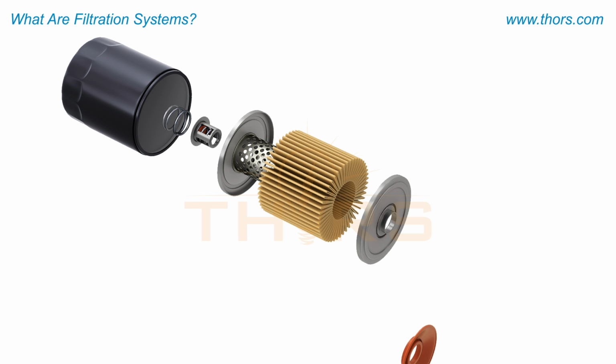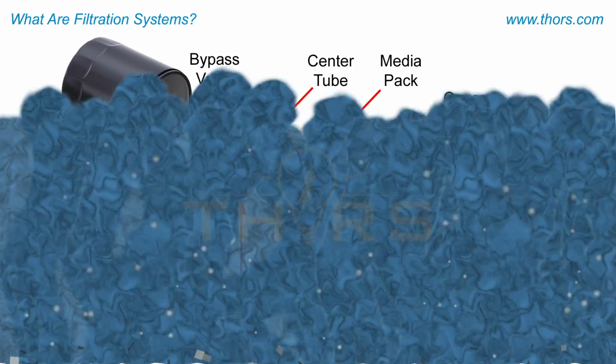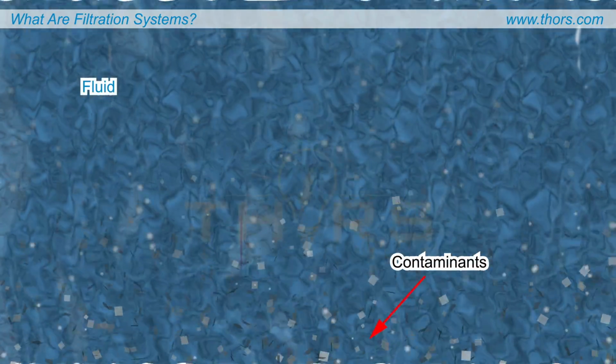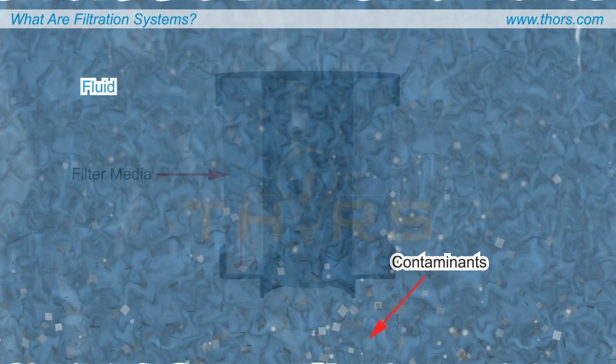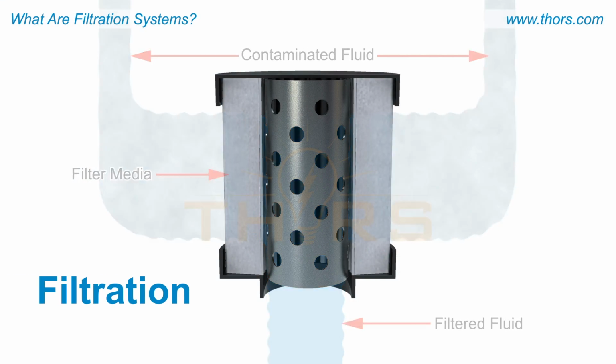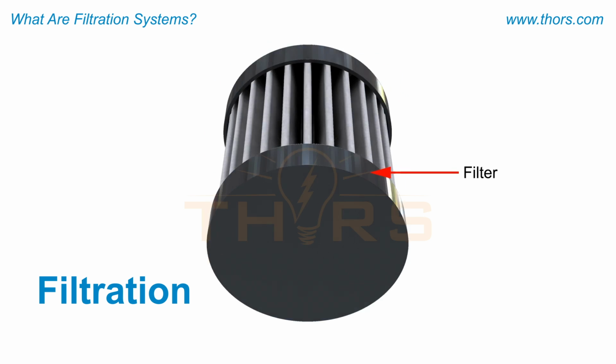A filtration system is an assembly of components designed to remove contaminants from fluids. Contaminants refer to any undesirable substances or particles in a fluid that need to be filtered. The process in which the contaminants are separated is called filtration. The component that performs the filtration process is called the filter.